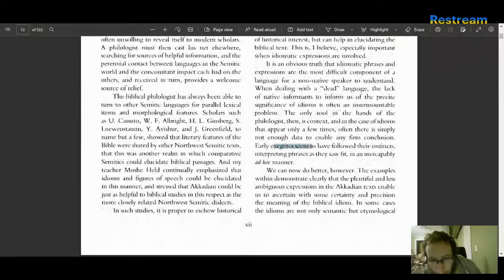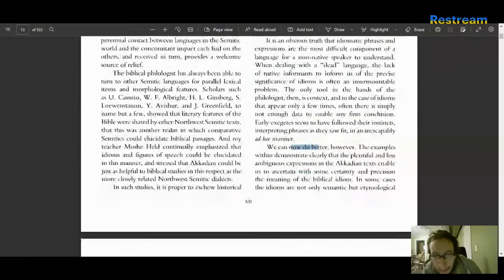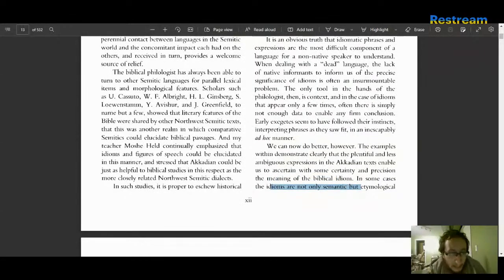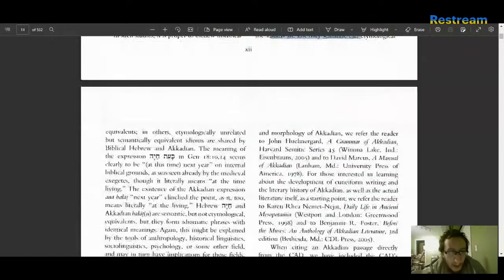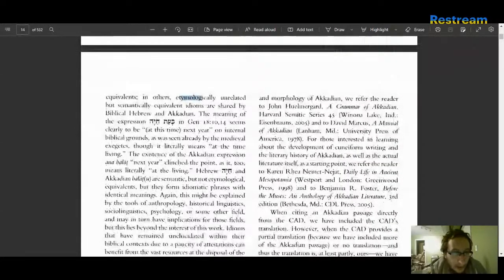Early exegetes of the Bible seem to have followed their instincts, interpreting phrases as they saw fit. We can now do better, however. Examples within demonstrate clearly that the less ambiguous expressions in the Akkadian texts enable us to ascertain with some certainty and precision the meaning of the biblical idiom. In some cases, the idioms are not only semantic, but etymological equivalents. In others, etymologically unrelated, but semantically equivalent idioms are shared by biblical Hebrew and Akkadian.